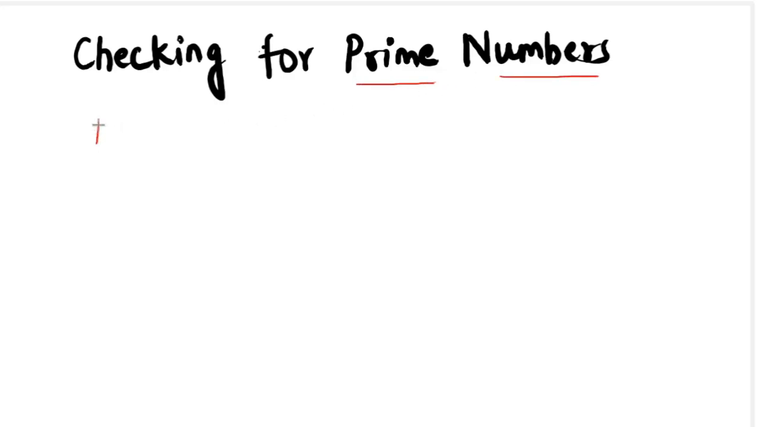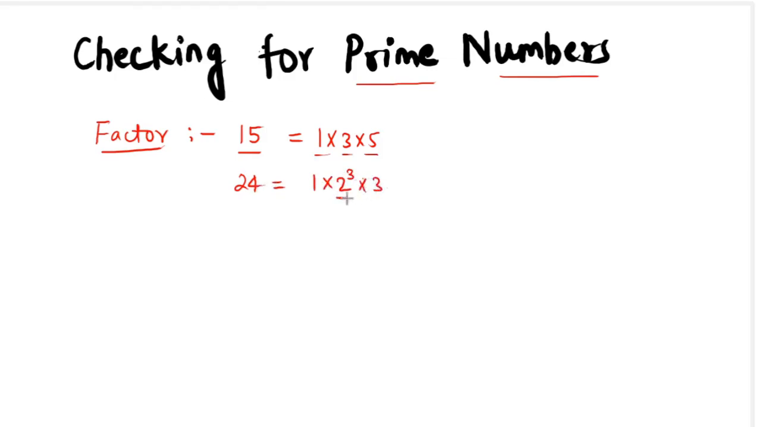first understand the concept of factor. Let's say the number is 15. It can be written like 1 times 3 times 5, right? So these become the factors of the number 15. And let's say 24. This can be written like 1 times 2 to the power 3 times 3. So these are the factors.